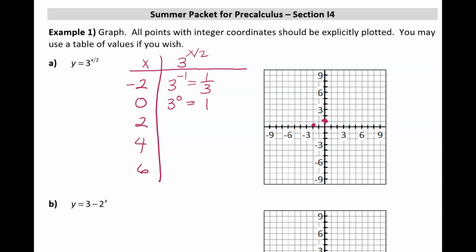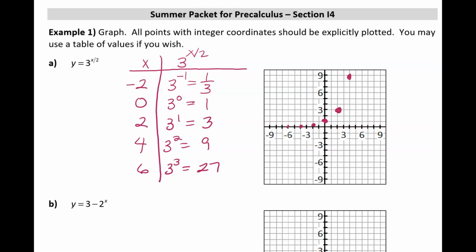When x is 2, we get 3 raised to the 1 power, which is 3. When x is 4, we get 3 raised to the 2 power, which is 9. And when x is 6, we get 3 raised to the 3 power, which is 27. We can't graph that one. Now, if we were to go in the opposite direction, if we were to plug in, for instance, -4, that would give us 3 to the -2, which is 1/9.